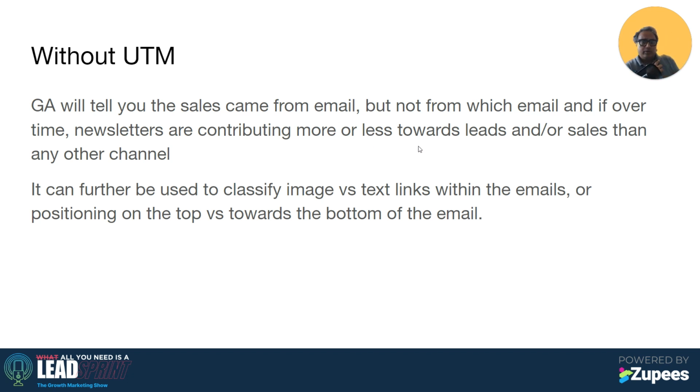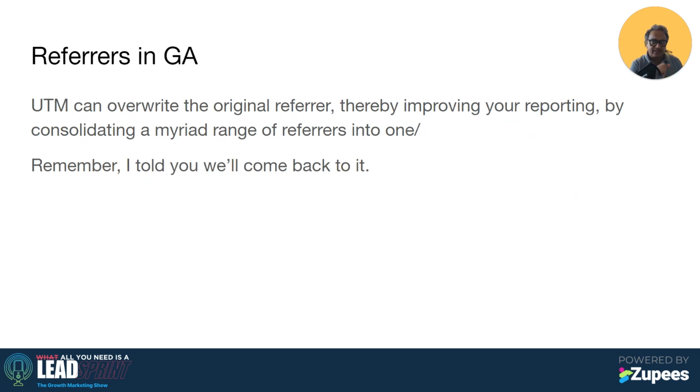So now you can, for example, even within emails, classify whether an image or a text link was clicked, whether it was a button or it was text, whether it was an image, what kind of text was used, whether it was top of the email, bottom of the email. So you can track all these values with different parameters. So that's how UTM trackers help.